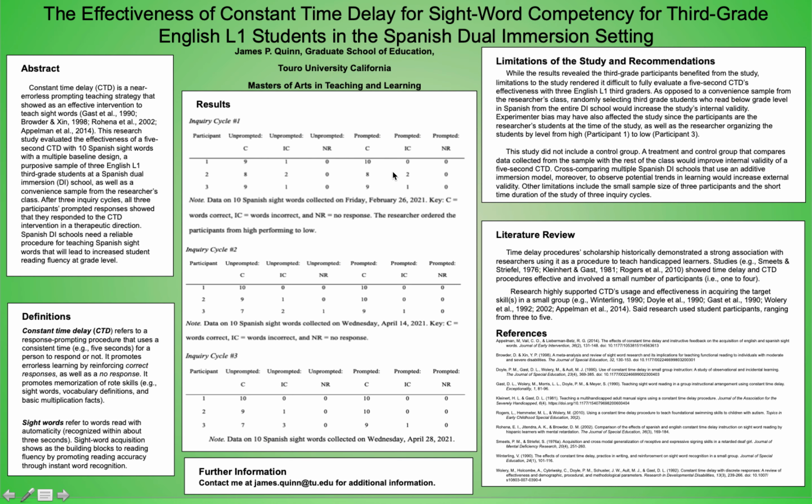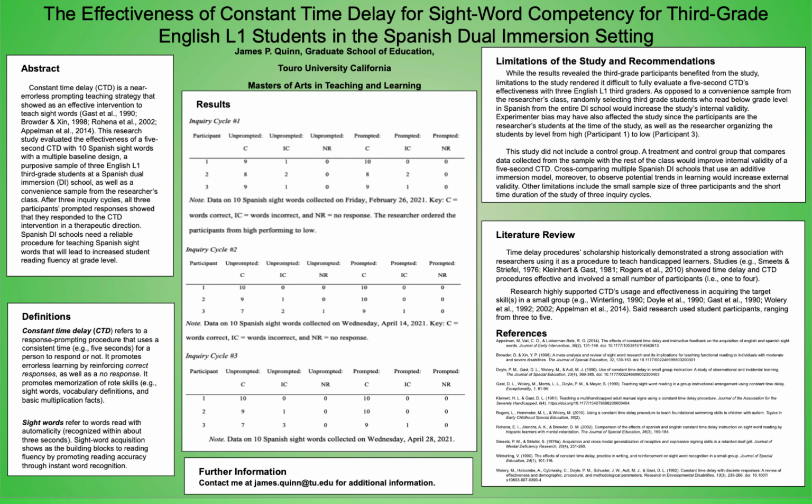So using those same 10 sight words, 2 more inquiry cycles occurred. And the second inquiry cycle occurred about 7 weeks later, unfortunately, as opposed to 2 weeks later, which was intended for the timeline, due to absences, which I'll get to in limitations. So Wednesday, April 14th, 2021, data were collected, and participant 1 once again showing mastery on unprompted.